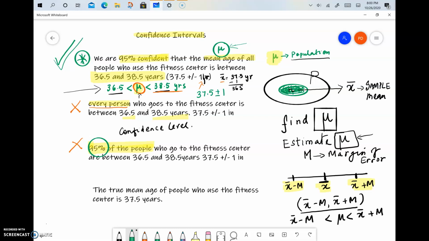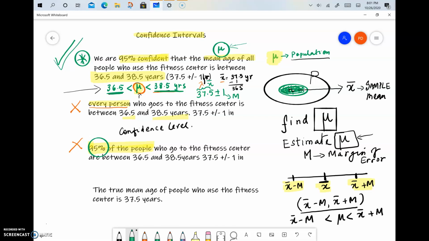This number is x bar. Remember what x bar is? It's the sample mean. We add and subtract what is called the margin of error M, and that is how we get the range of values with a lower endpoint of 36.5 and a higher endpoint of 38.5. So we claim that with 95% confidence, the true mean that we're trying to estimate lies between 36.5 years and 38.5 years.